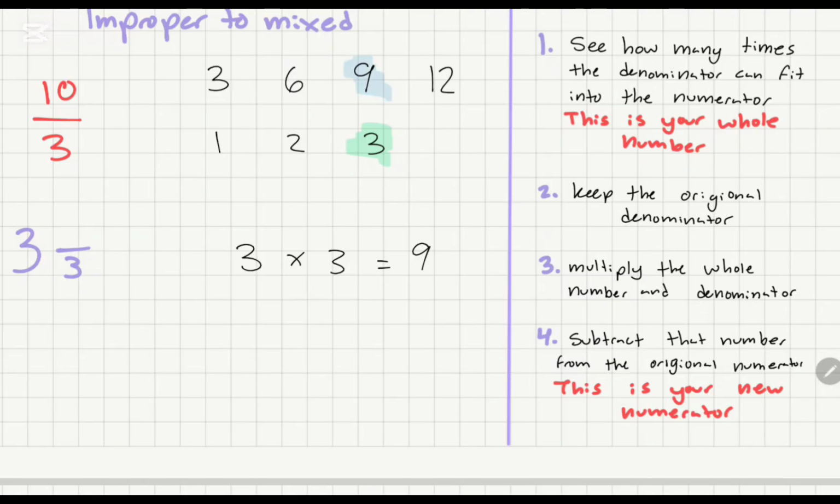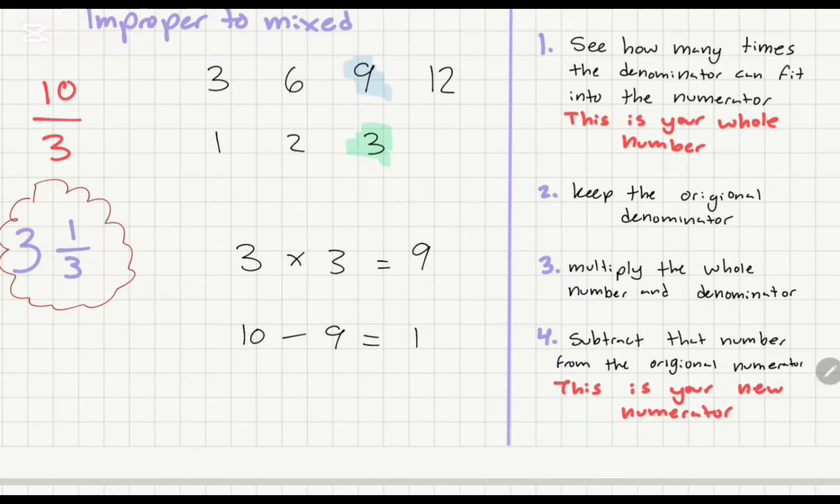Step 4 says to subtract that number from the original numerator. Our original numerator was 10. See that over here? Our original numerator was 10. And I'm going to subtract 9 from 10. 10 minus 9 is 1. So I know that 1 is our new numerator. So this right here, 3 and 1 over 3, is the mixed fraction of 10 over 3.